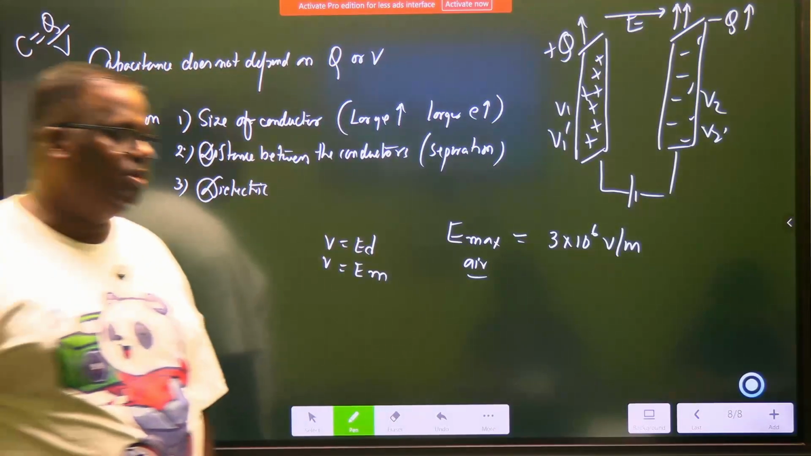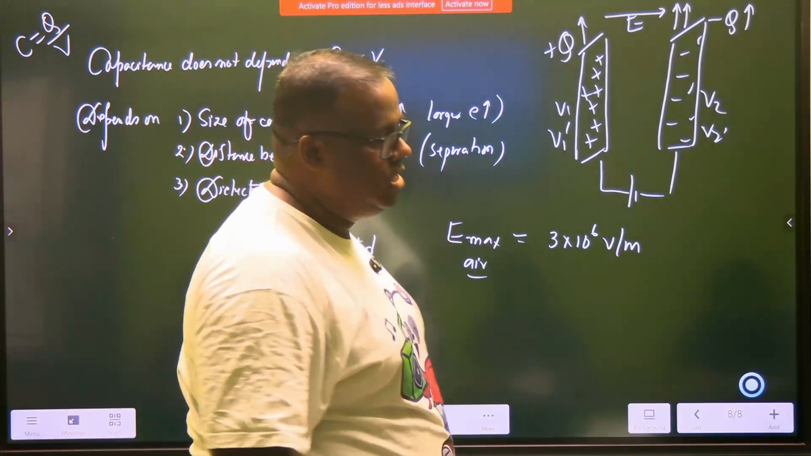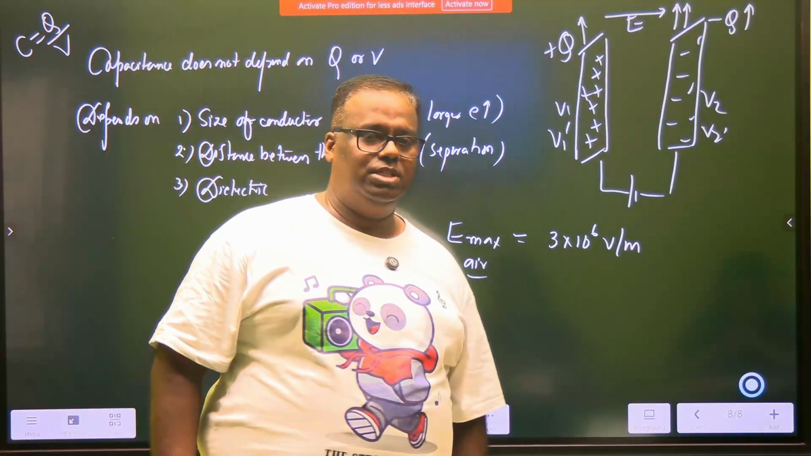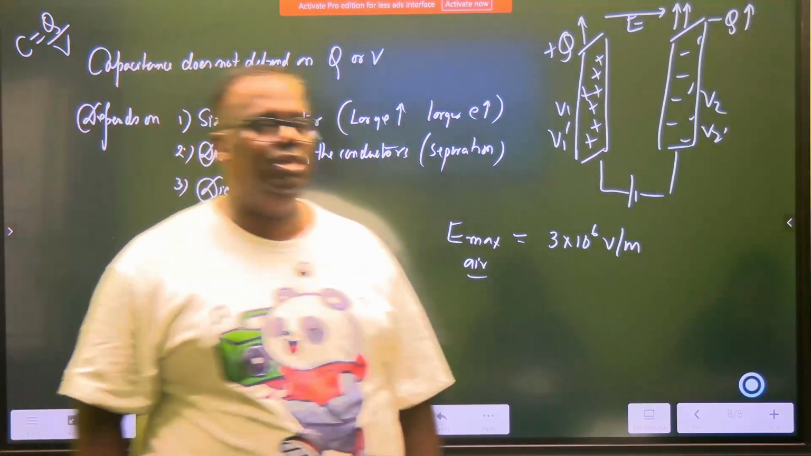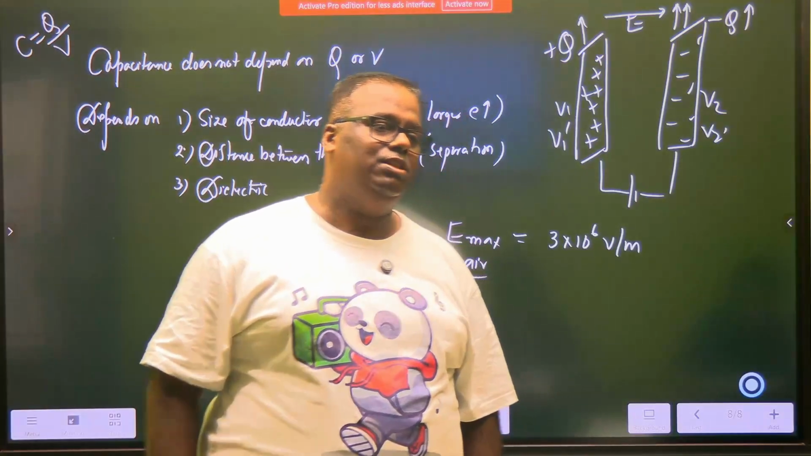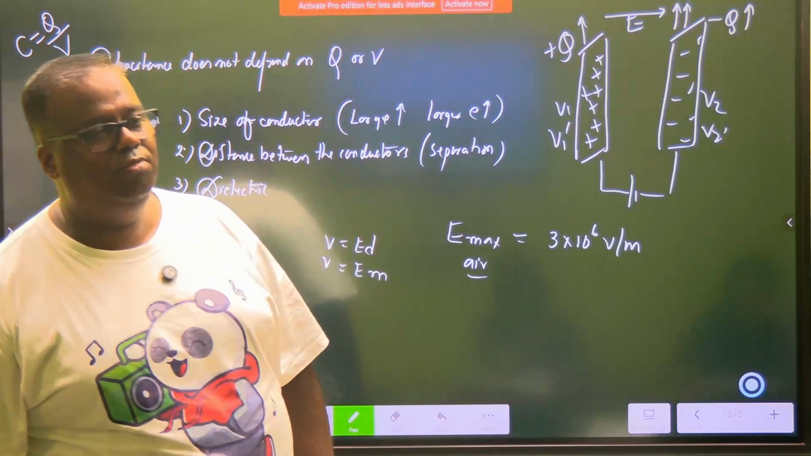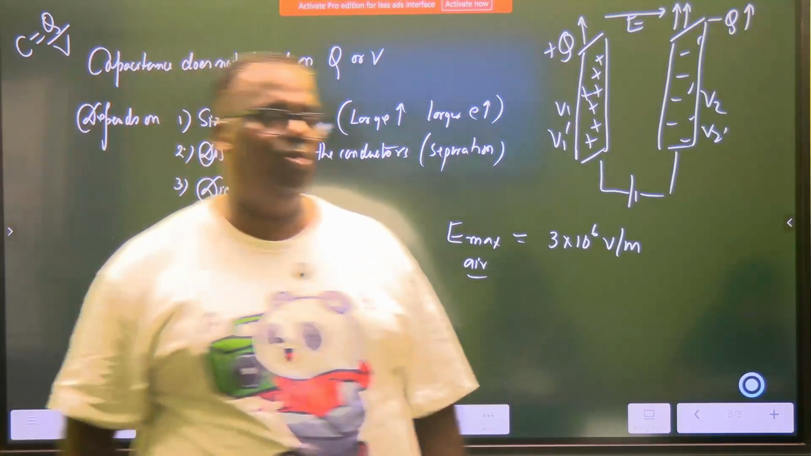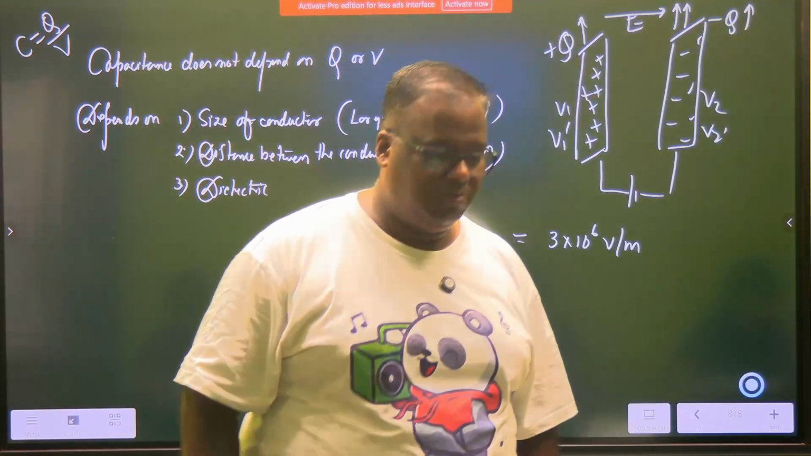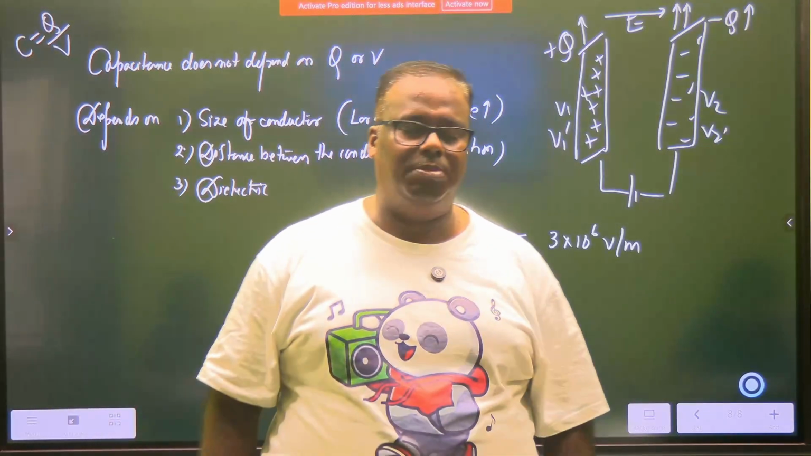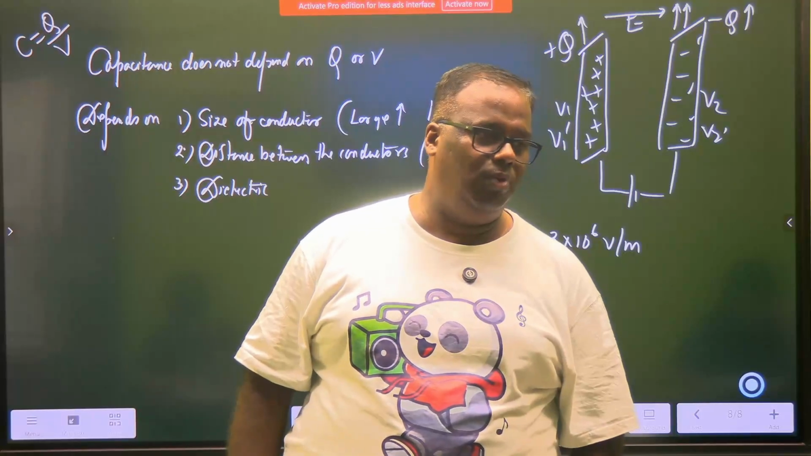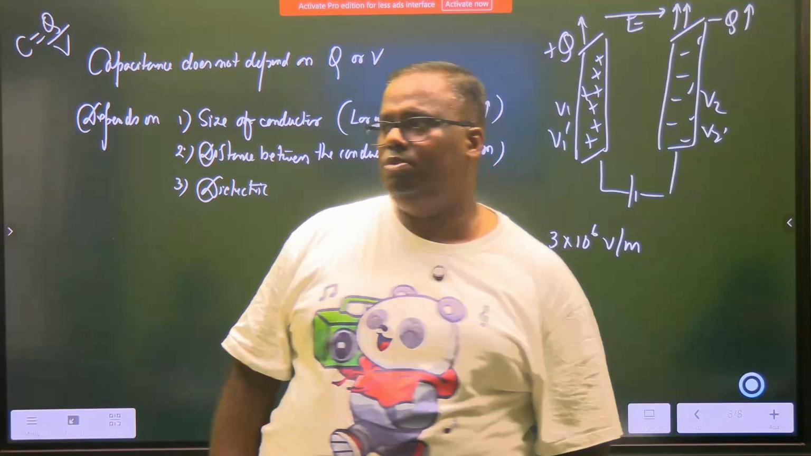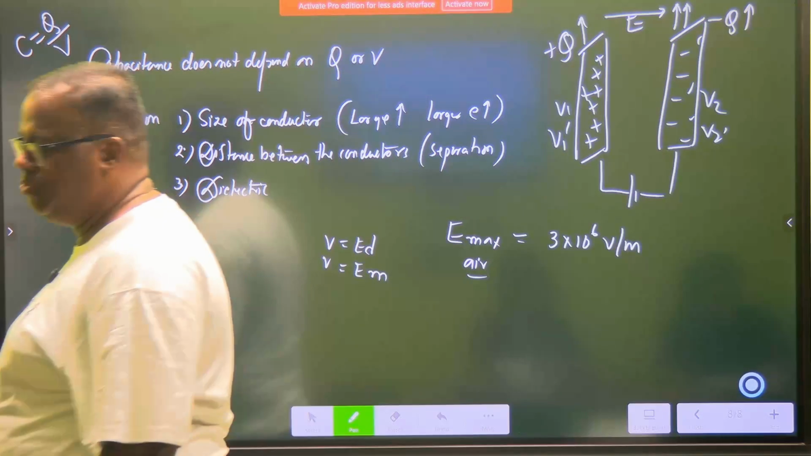Now, experiments show that charge doubles if the voltage is doubled. So Q is directly proportional to V. The ratio of Q upon V is known as capacitance, and it is defined with the SI unit of farad. 1 farad is 1 coulomb over 1 volt. 1 farad is the capacitance of a capacitor in which 1 coulomb of charge can be stored at a potential difference of 1 volt, right?